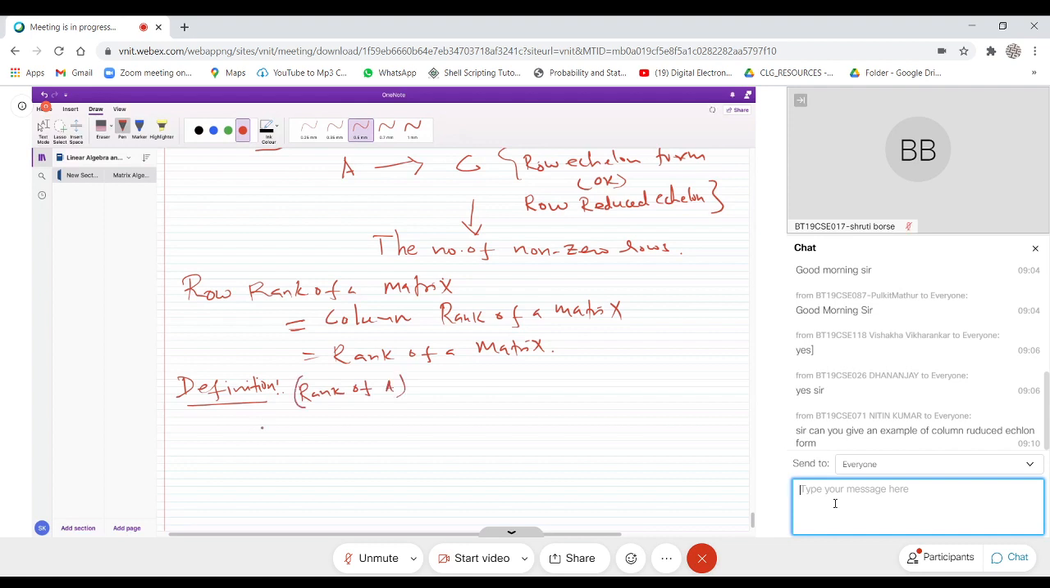Rank of any matrix A. Okay. The number of non-zero rows.